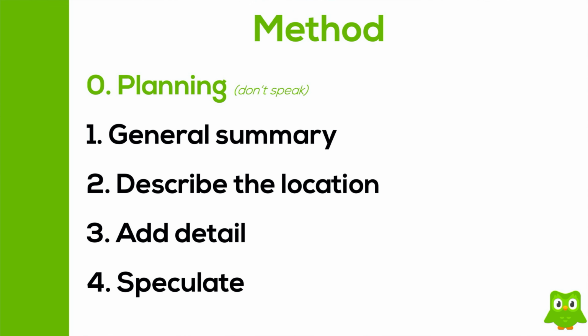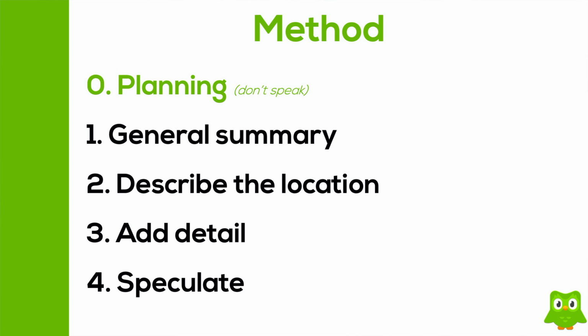So a quick sum up, we have the planning stage. This is about 5 to 15 seconds of thinking. Remember, you should think about what's in the picture and what is the most important thing about the picture, but don't speak during this stage. Then the first thing you should do is give a general summary. You should do this in 1 or 2 sentences. You can go into some detail, but don't go into too much. The second part is the most important.